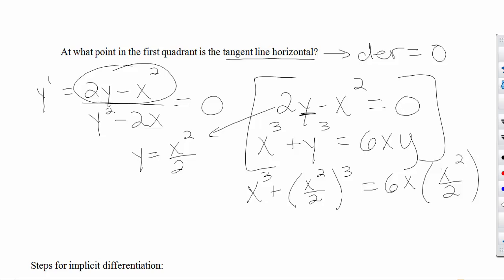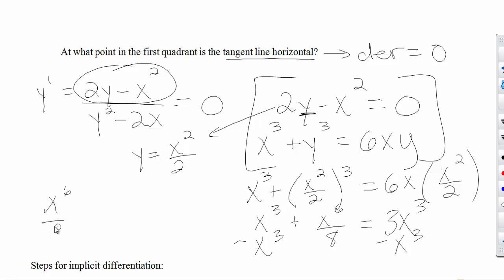So a system of equations, not linear. Plug it in. Simplify this equation. Okay, so just do some work here. I would have x to the third. I have x to the 6 over 8 when I cube that. And on this term I would have 3x to the third. Okay, subtract x to the third from both sides. So I would have x to the 6th over 8, I'm coming over here, equals 2x to the third, almost there, multiply by 8. I'd have x to the 6th equals 16x to the third.